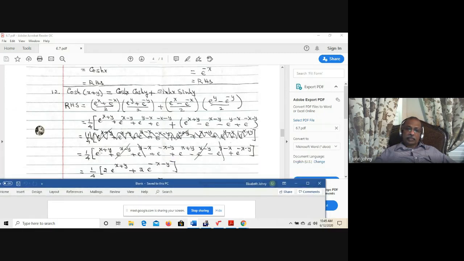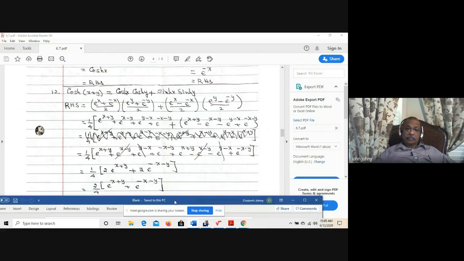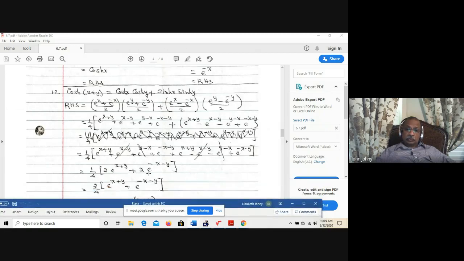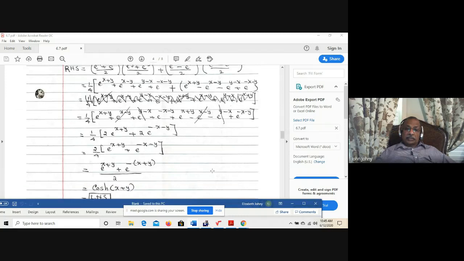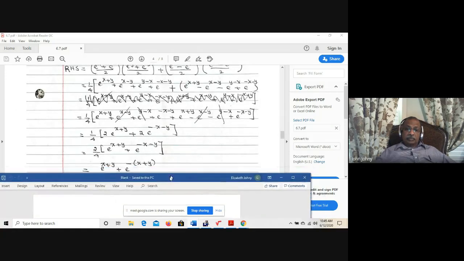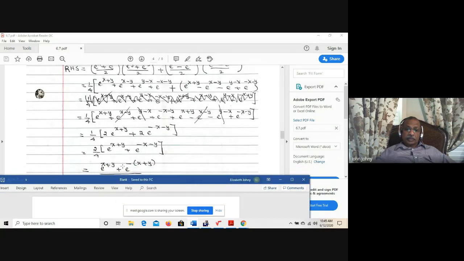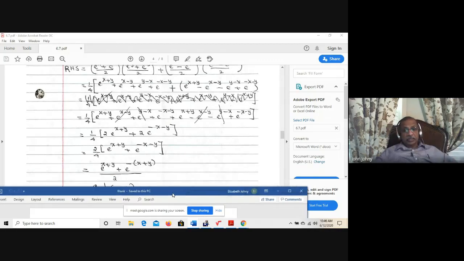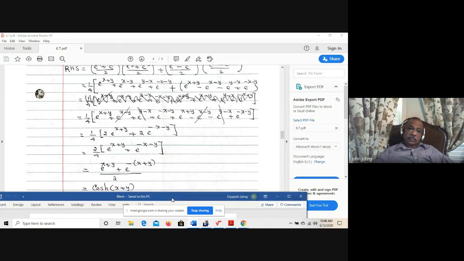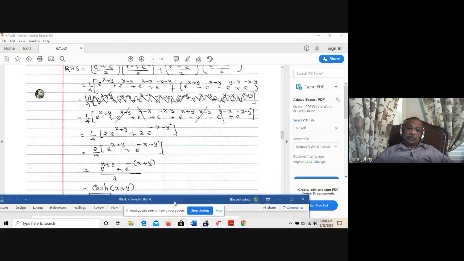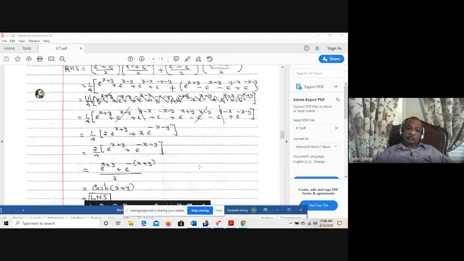You have e to the x plus y here and here, plus 2 e to the negative of x plus y, negative x minus y, and that is 2 is pulled out, 2 over 4 e to the x plus y plus e to the minus x minus y, and pull out a negative from this. You get e to the x plus y plus e to the negative of x plus y divided by 2. That's the same as cosh x plus y, and that's the same as the left hand side.